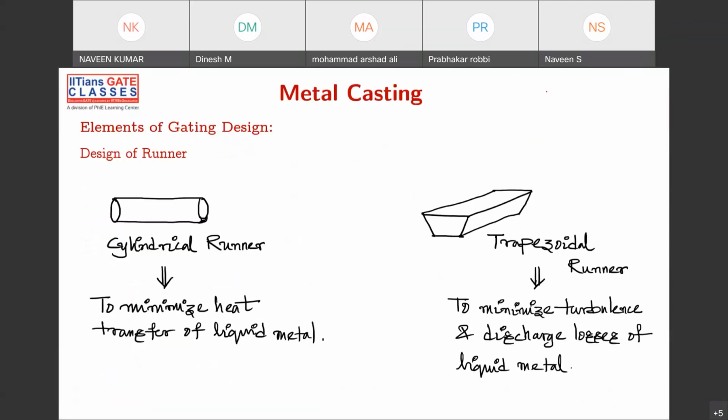So here, they are saying height h, and they're asking what is the velocity at this point. So what you can do is apply Bernoulli's theorem. Let's assume you have... Okay, I'll show it here. The answer is here itself.